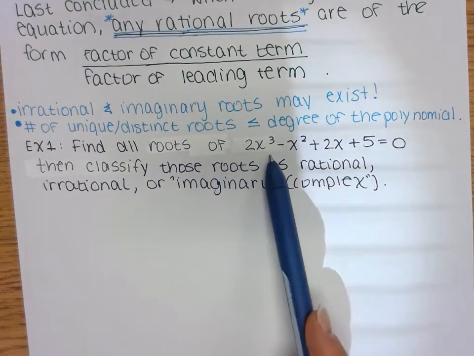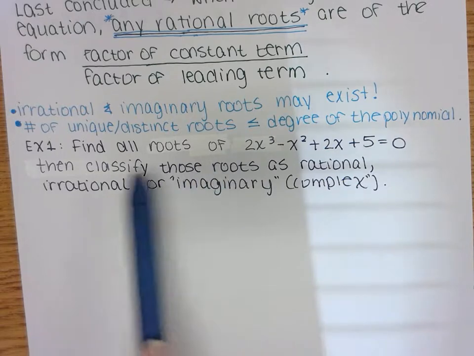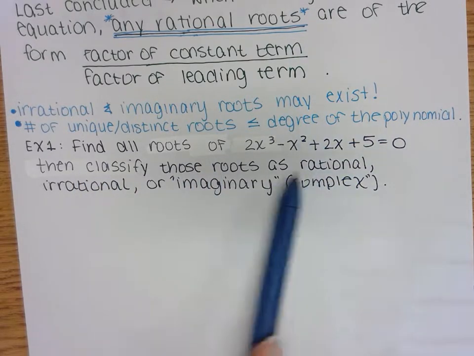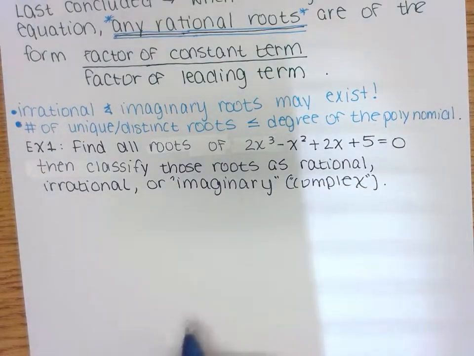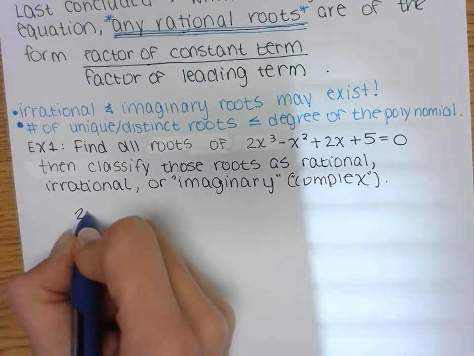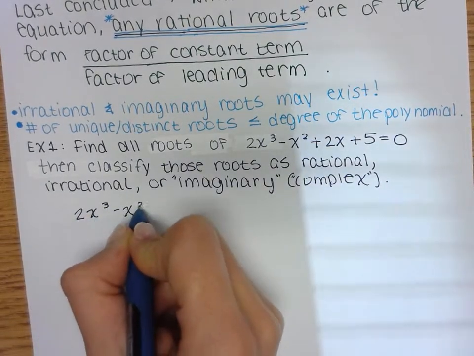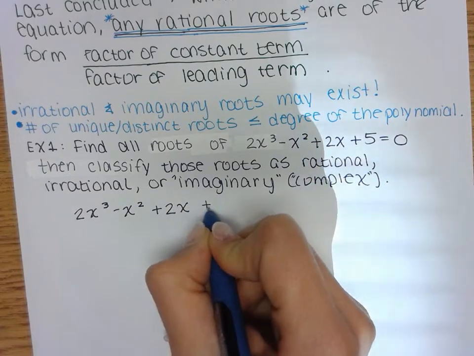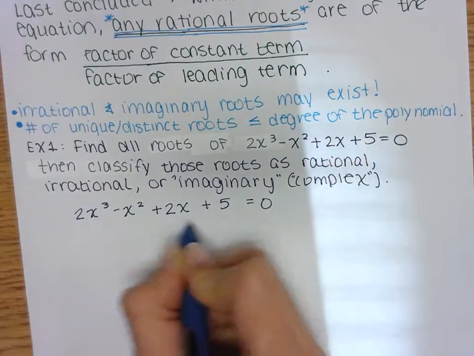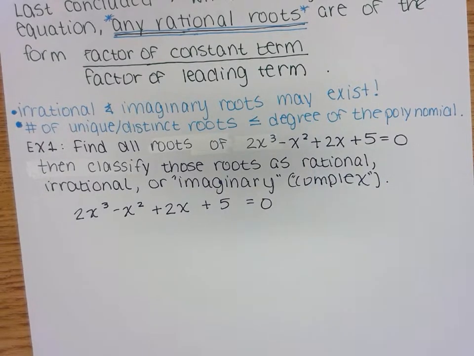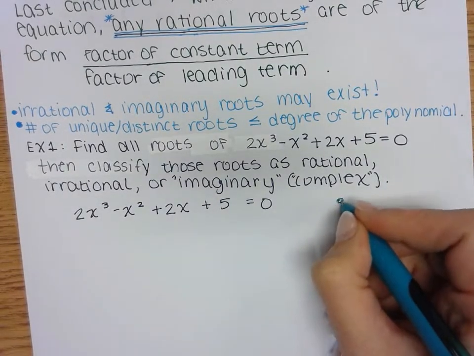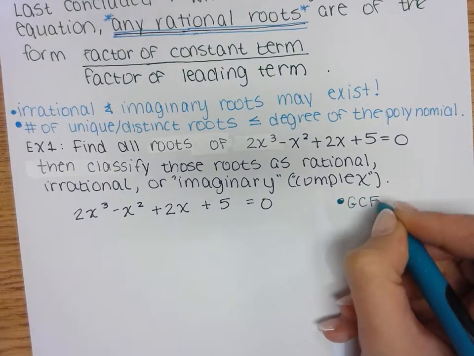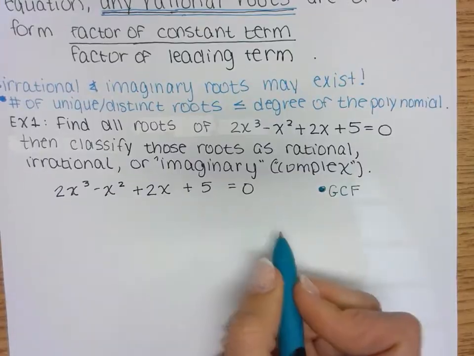So I want the roots of this polynomial equation equal to 0, and then I'm going to classify each root as being rational, irrational, or imaginary, aka complex. Okay? Now, normally, if I were going to try to solve 2x cubed minus x squared plus 2x plus 5 equal to 0, what we've been doing up until now is factoring right away. Normally the first way we try to factor is we look for a greatest common factor. Well, I definitely don't have a greatest common factor in this example.